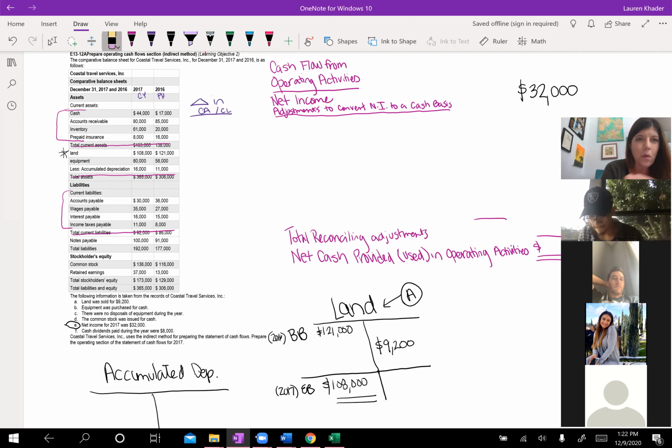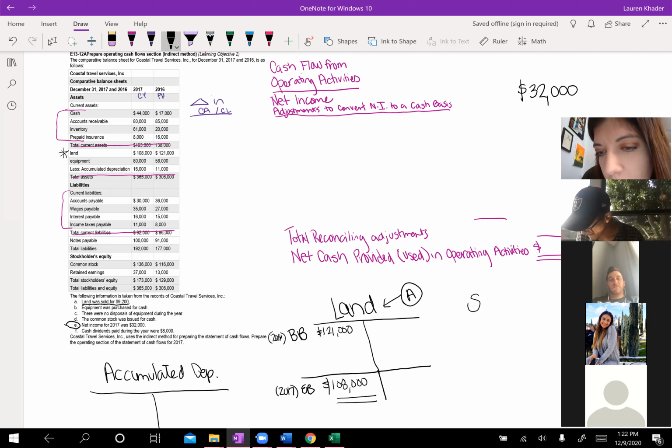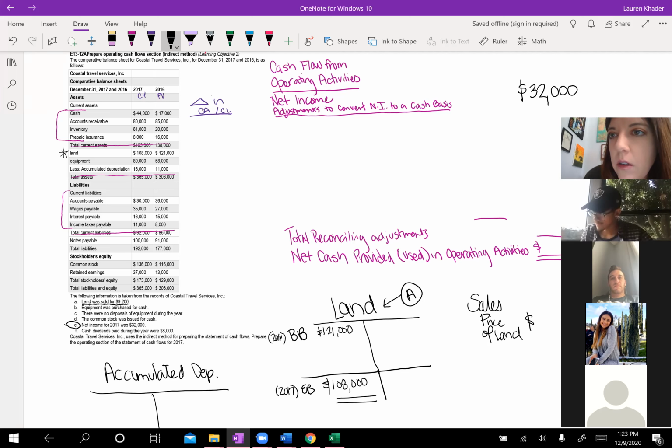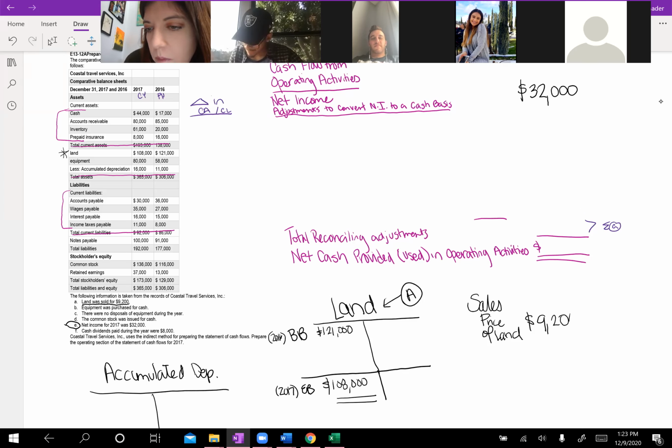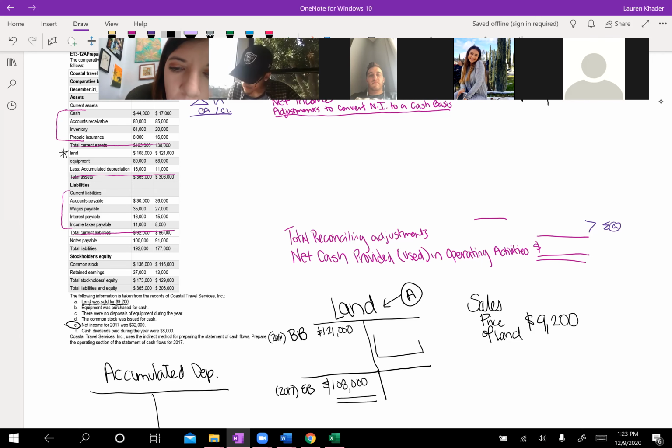Land was sold for $9,200. It doesn't say the cost basis. They don't mention that you purchased any land, so we're assuming that the entire difference between the land beginning balance and the ending balance is the cost basis of the land sold.